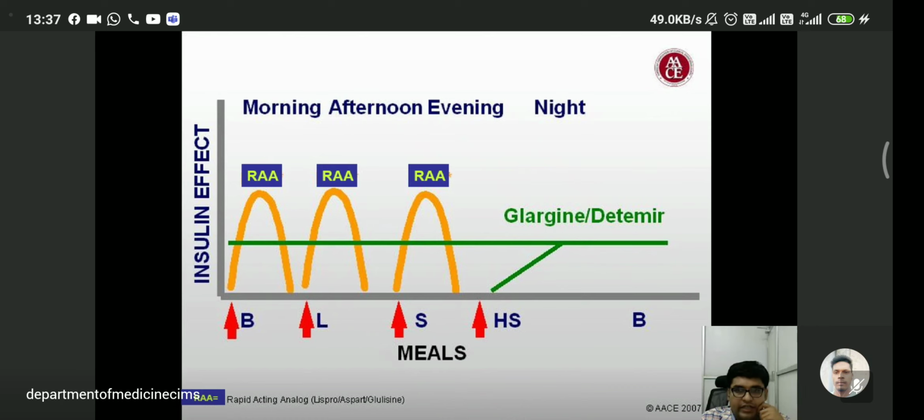Here, these are the long-acting glargine and detemir. This is usually given at sleeping hours. They maintain a serum level. There is no peak of this, as is present in short-acting insulins. It maintains throughout. It controls the fasting glucose.